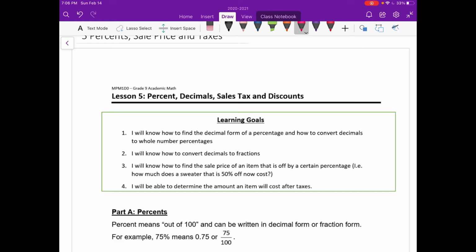Hey everyone, and welcome to our lesson on taxes, decimals, sales tax, and discounts. So the point of today's lesson is, by the end of today's lesson, you will know how to find the decimal form of a percentage, how to convert decimals to whole numbers. You'll be able to convert decimals to fractions as well.